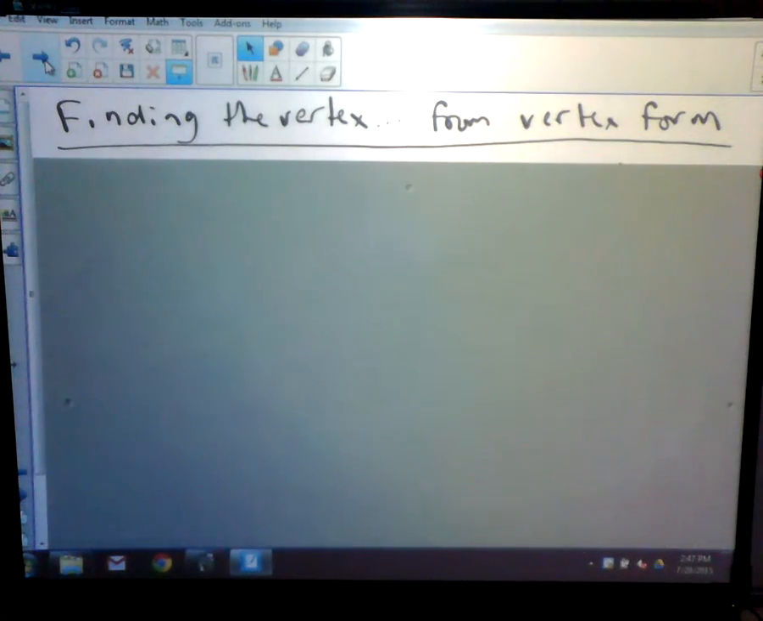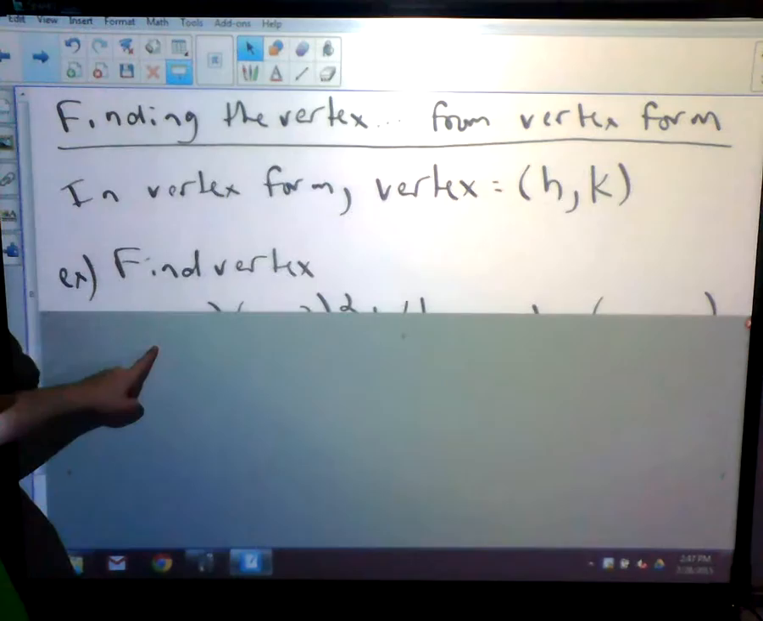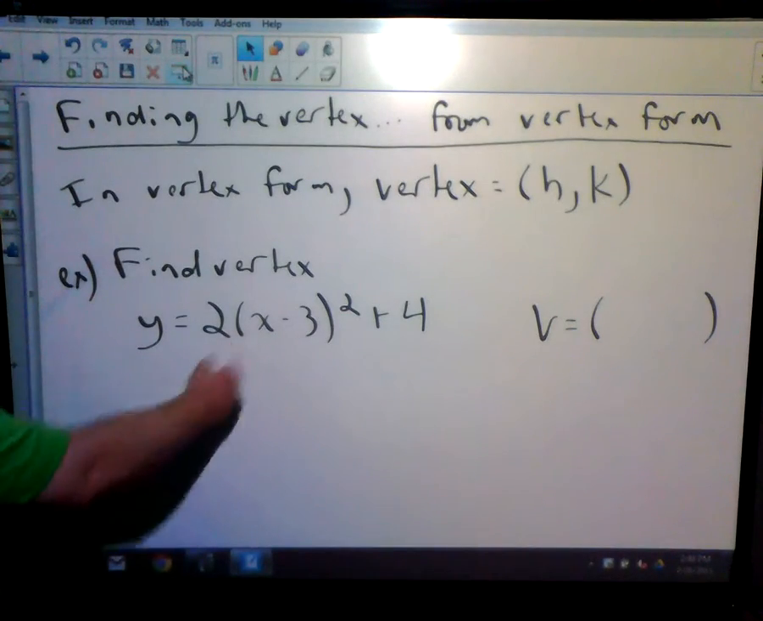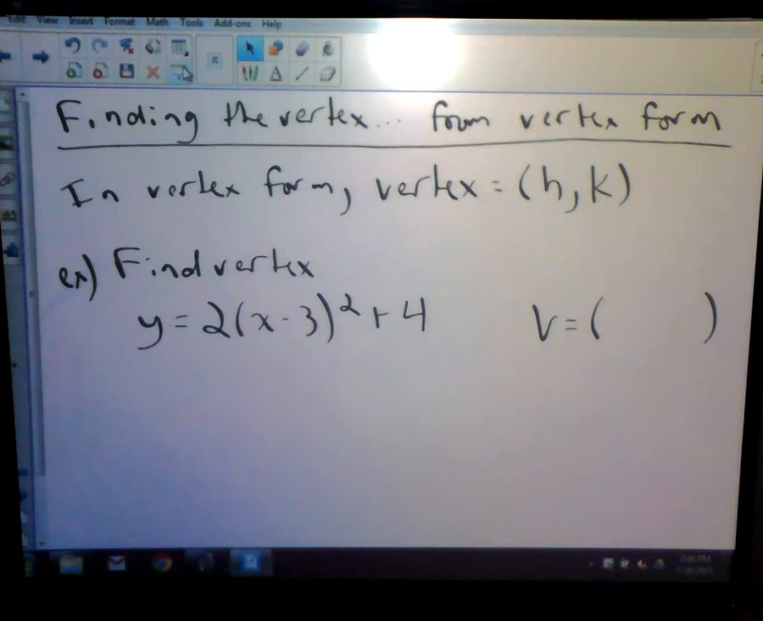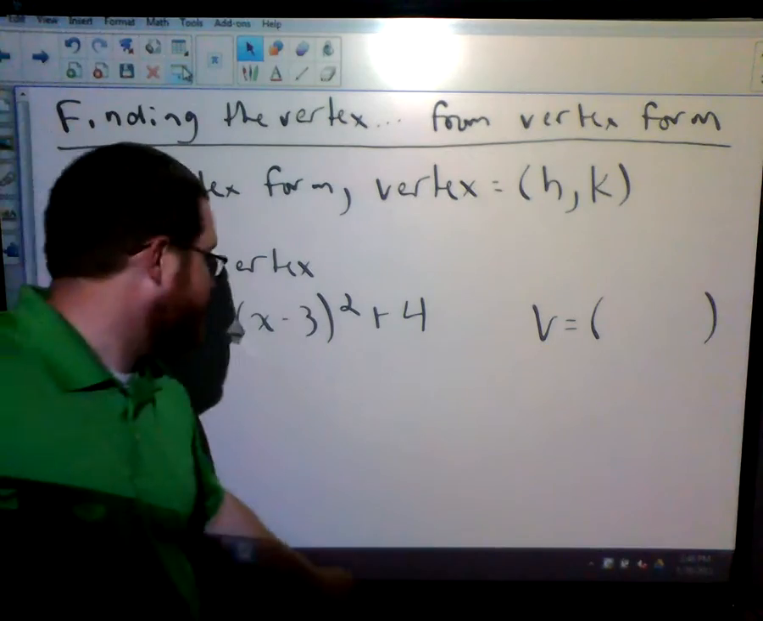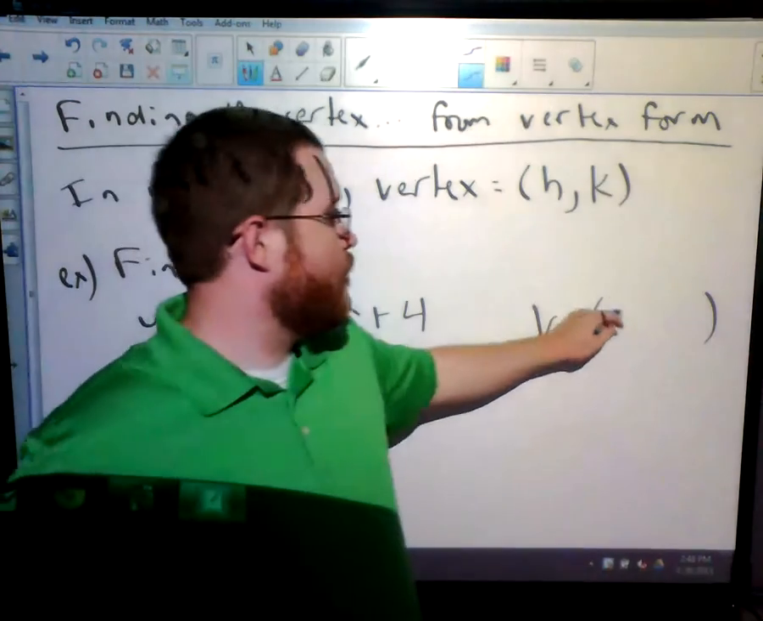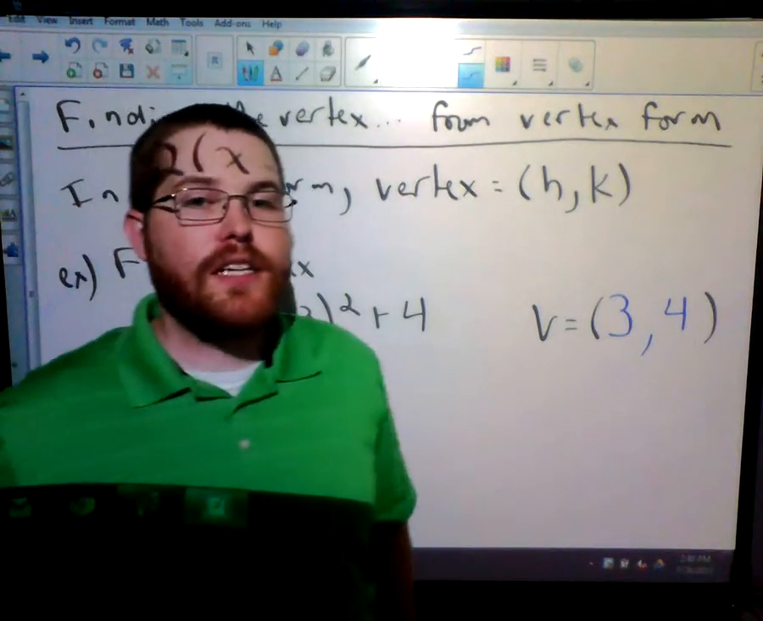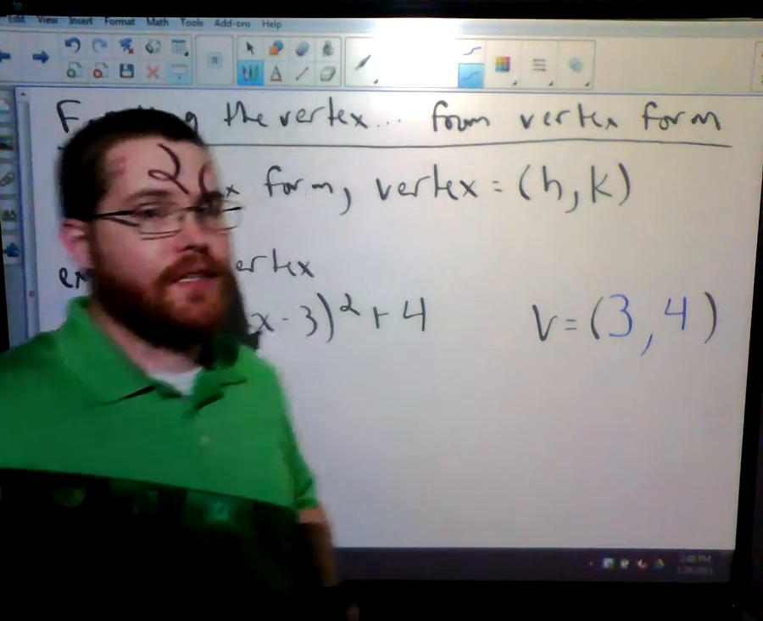How do we find the vertex from vertex form? This is extremely easy. It's the h and the k. So, for this example, 2(x minus 3) quantity squared plus 4. What's the vertex? Well, this is supposed to be minus, so that's already 3, and that's 4. Finding the vertex from vertex form is extremely easy.